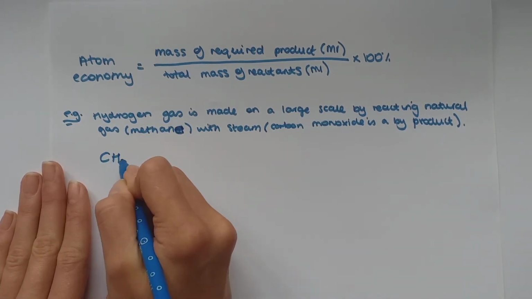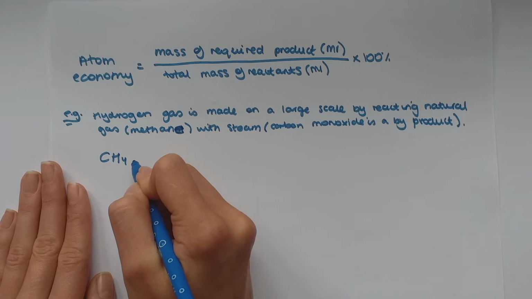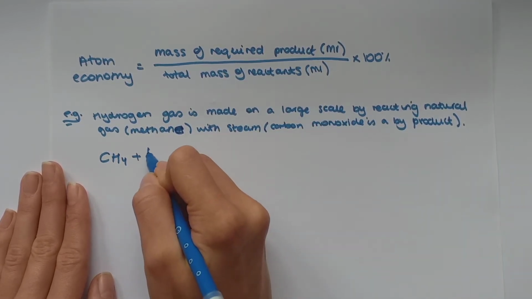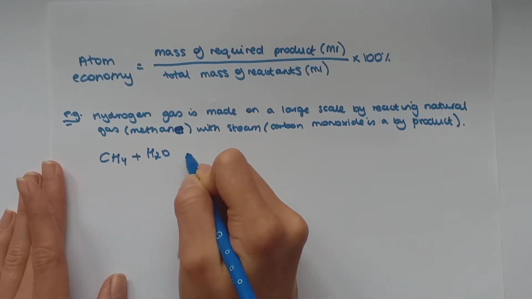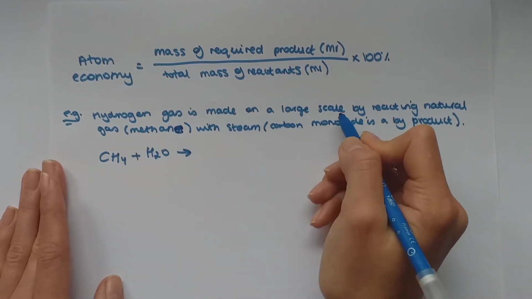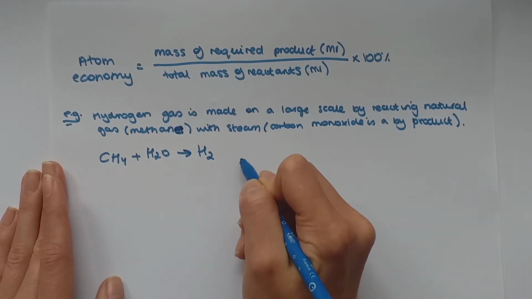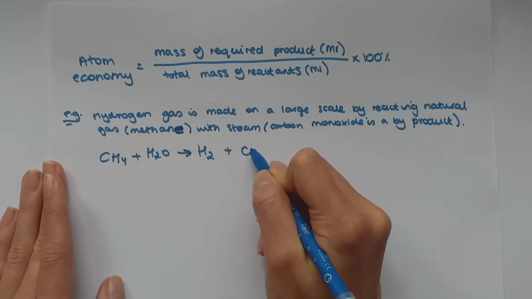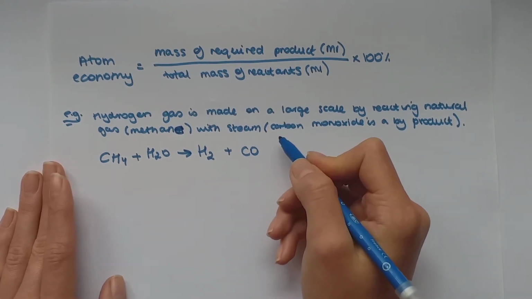So methane is a carbon with 4 hydrogens around. We're reacting it with steam. Steam is nothing else than water. Then we are told that hydrogen gas is made by this reaction. So we have our hydrogen gas plus carbon monoxide as a byproduct.